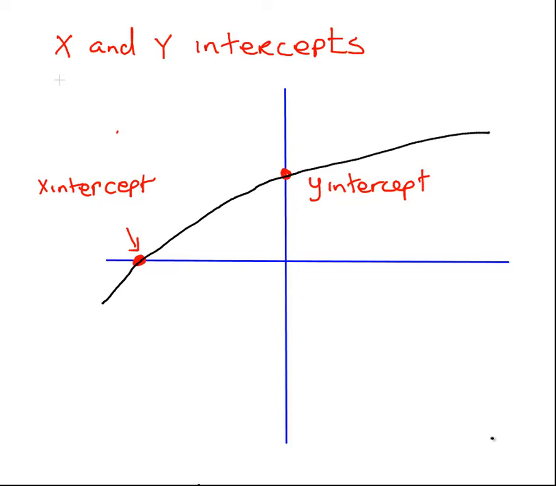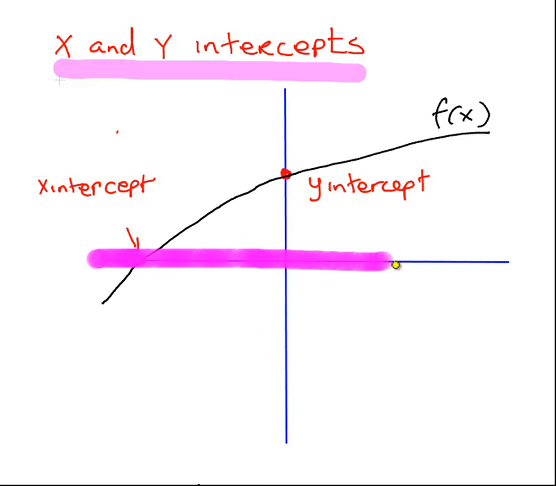In this presentation, we're going to look at x and y intercepts of functions. An x-intercept is where a function like this, f of x, here's our function, this black curve, crosses the x-axis. This is the x-axis along here. So where does it cross the x-axis? This point here. Similarly, the y-intercept is where this curve crosses the y-axis.